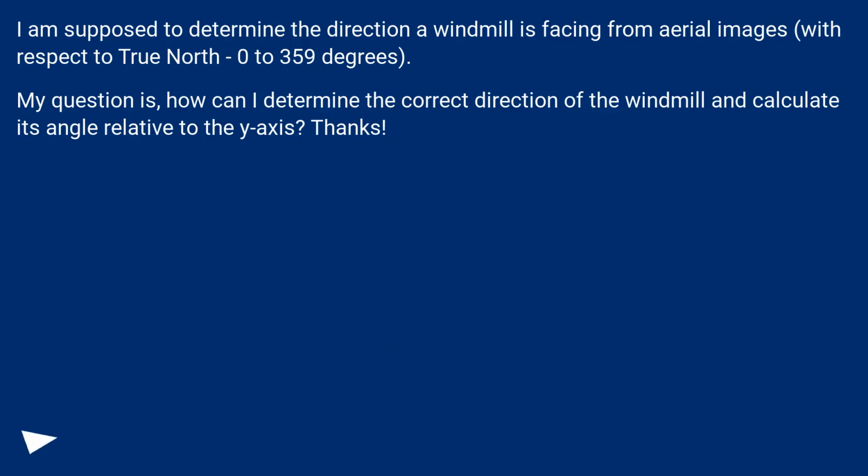I am supposed to determine the direction a windmill is facing from aerial images, with respect to true north, 0 to 359 degrees. My question is, how can I determine the correct direction of the windmill and calculate its angle relative to the y-axis? Thanks.